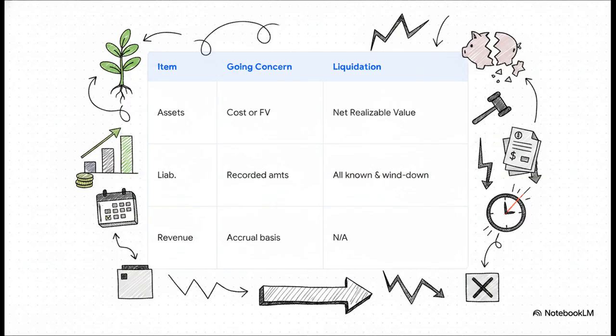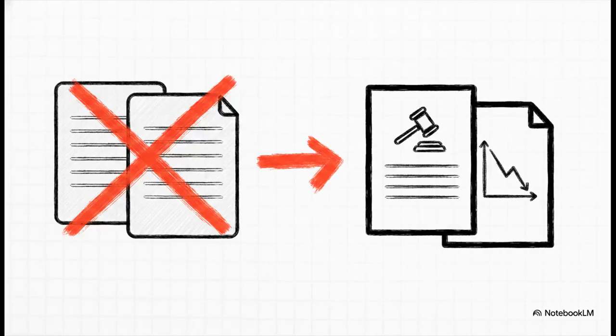And what about revenue? Well, under going concern, we use ongoing accrual accounting. Under liquidation, traditional ongoing revenue is completely gone. It's not applicable anymore. The entire focus shifts solely to net realizable values. Because the focus of the business shifts so entirely, even the names and formats of the financial statements themselves change. You no longer issue a standard balance sheet and income statement. That's out the window. Instead, you present a statement of net assets in liquidation and a statement of changes in net assets. That ongoing accrual revenue framework essentially ceases to exist.